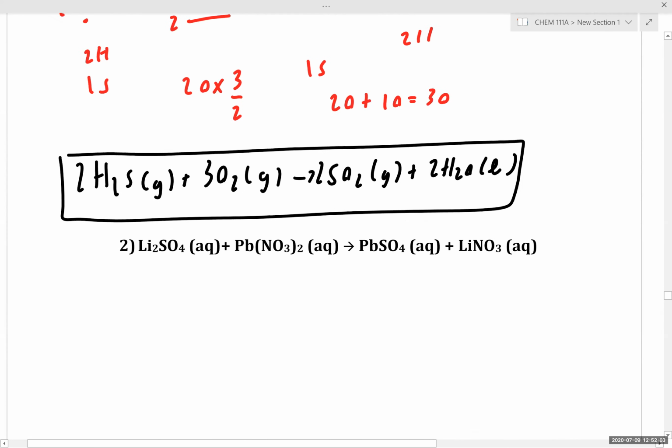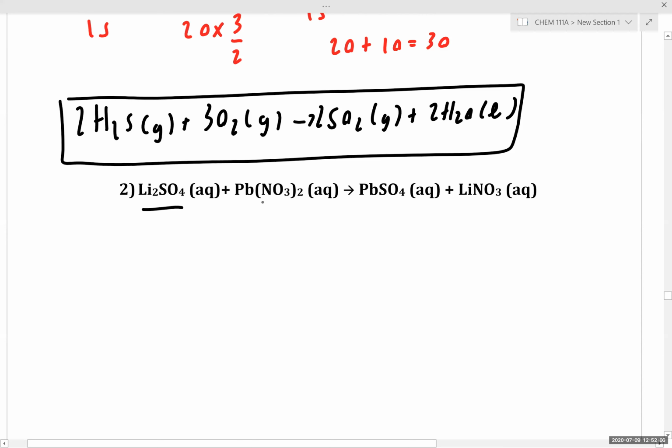So let's look at this next example. We have lithium sulfate and lead nitrate reacting to generate lead sulfate, solid, and lithium nitrate. So we're generating a solid insoluble ionic compound. So what do we call this kind of reaction? Where we're combining two solutions and generating an insoluble ionic compound. What would we call that reaction?